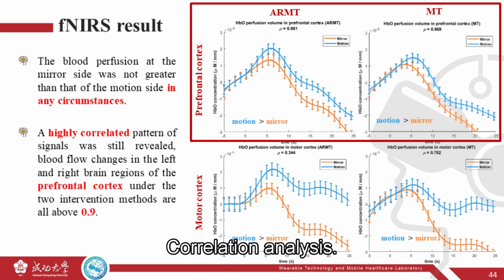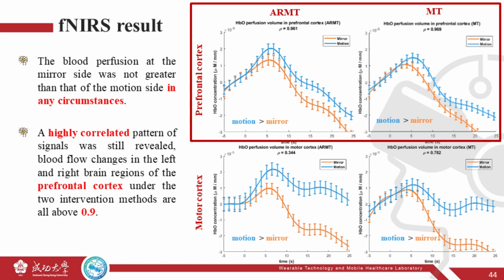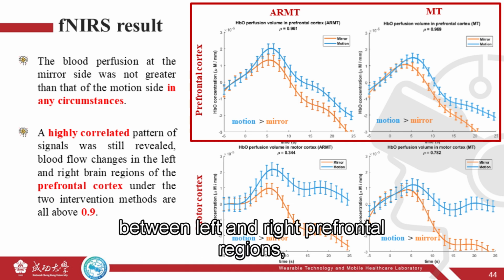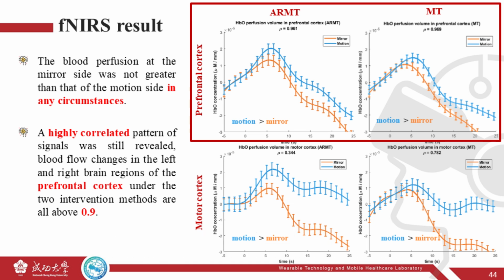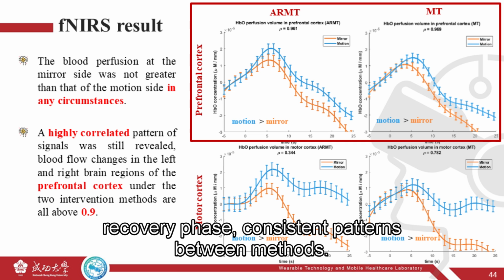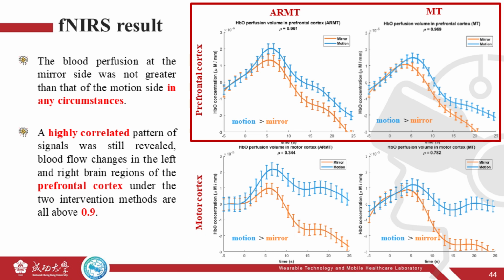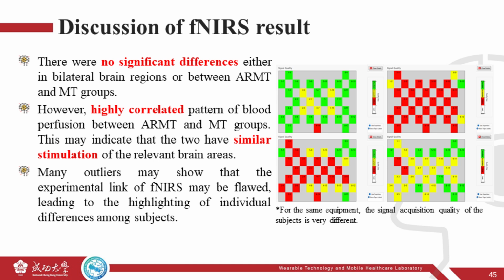2. Correlation analysis. Remarkably high correlation, above 0.9, between left and right prefrontal regions, maintained across both intervention methods, suggests consistent neural engagement patterns. The temporal plots clearly demonstrate initial baseline, response onset, peak activation, recovery phase, consistent patterns between methods.